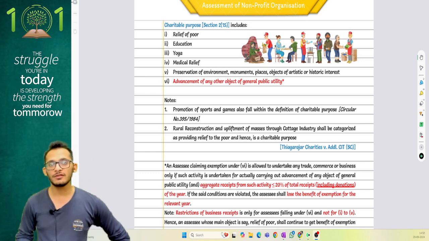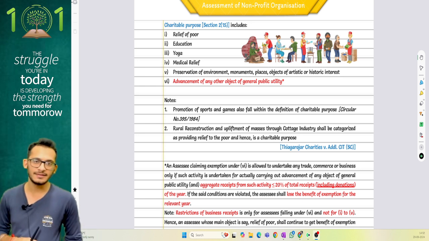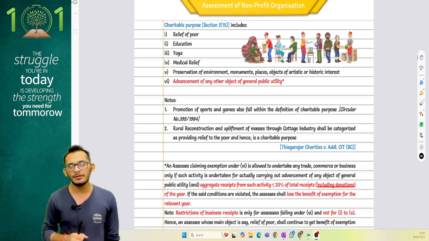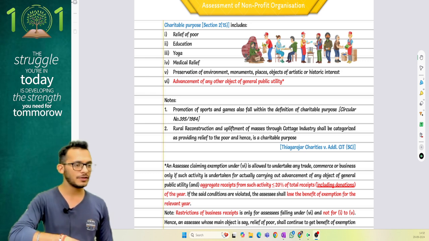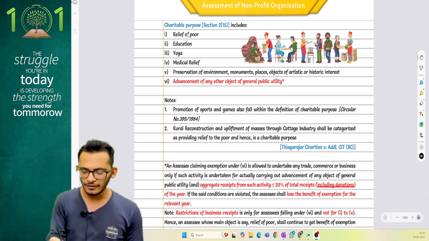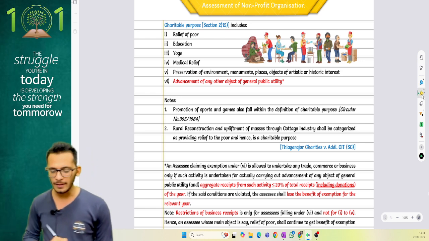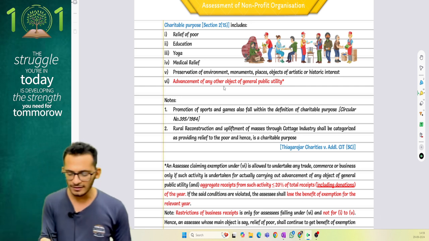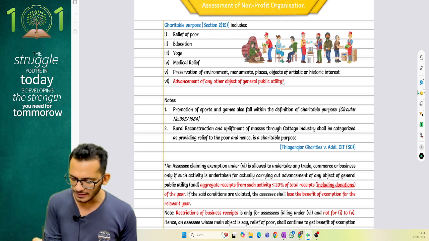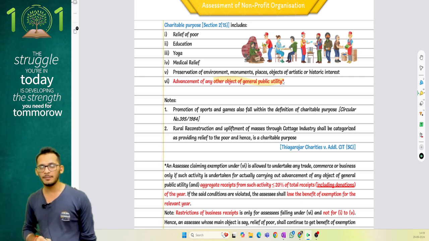We are looking at what are called non-profit organizations, which are defined as charitable entities. First thing to understand before you get into the topic is what you mean by a charitable entity. The Income Tax Act clarifies under section 2(15) that a charitable entity includes any kind of relief to the poor, education, yoga, medical relief, preservation of environment, monuments, places, or objects of artistic or historic nature, or the advancement of any other object of general public utility. This is the more critical thing, people: the advancement of general public utility.